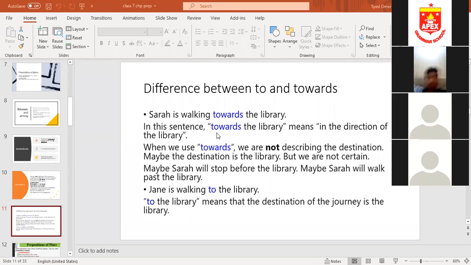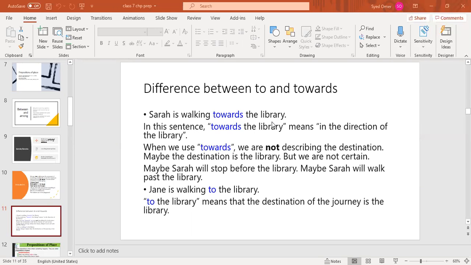Look at the example, Sarah is walking towards the library. When we use the word towards, it means that our destination is not final. Sarah might stop before the library. She might stop at some other place, or she will walk past the library. It means she is walking in the direction of the library. It doesn't mean that she is going to the library.